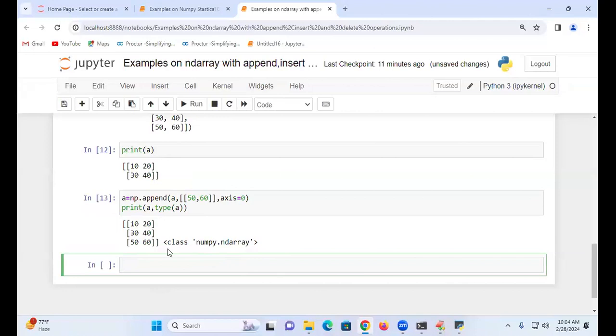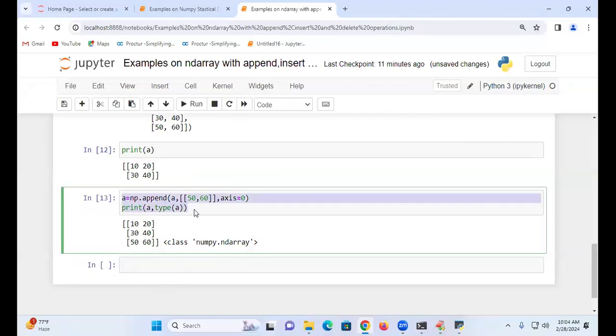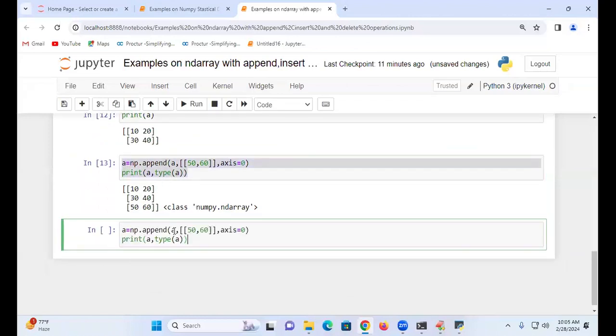Column. Column I want to go for. Can you do it? Come on. I will go to where? I will go like this. So I will go to what, 70, 80, 90, 90. Why 90? Imagine 3. Axis is what? 1. Axis is 1. So just say like this and say this. Now try to run this.